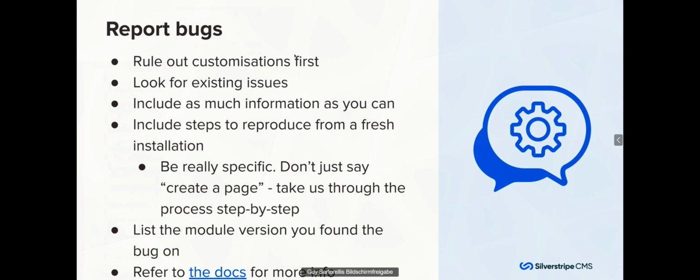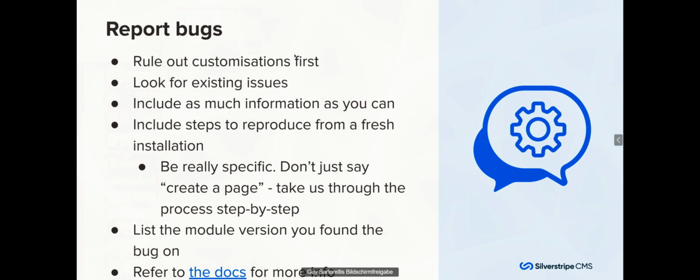Bugs. If you find bugs, please let us know. Before you report a bug, make sure that you rule out any customizations. So double check that you can reproduce it in a fresh installation of Silverstripe CMS. Look for any existing issues on GitHub, even closed ones.